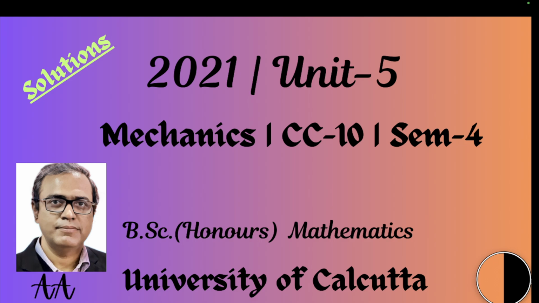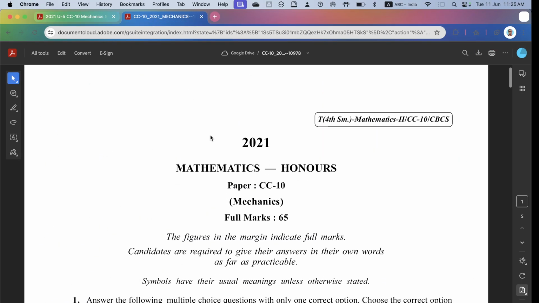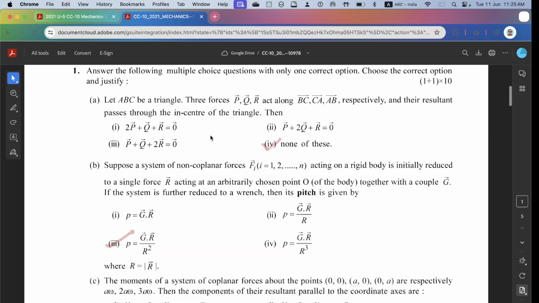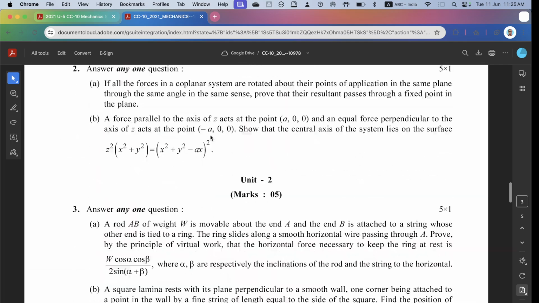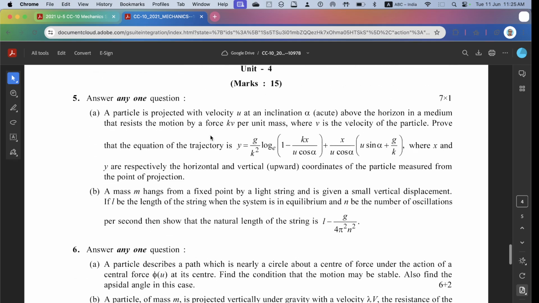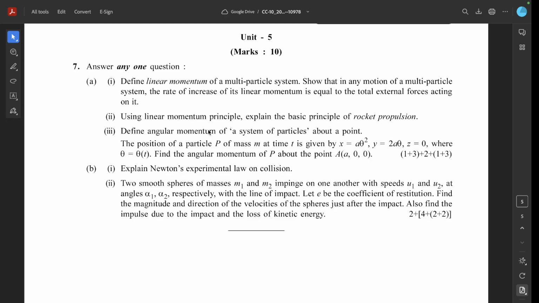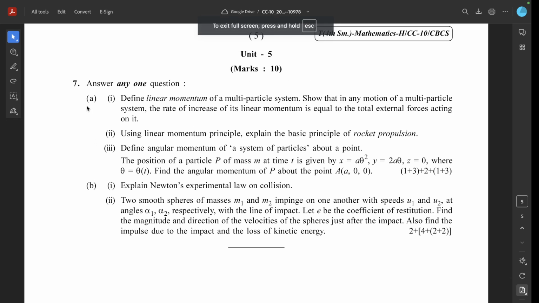2021 Unit 5 Mechanics paper CC-10, Semester 4 Mathematics Honors, University of Calcutta. Question paper 2021, Mechanics, Unit 5, question 7a 1.